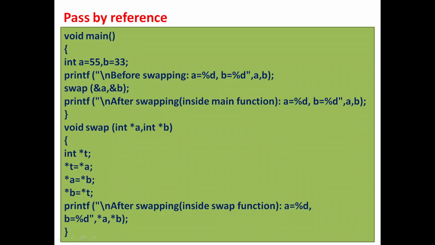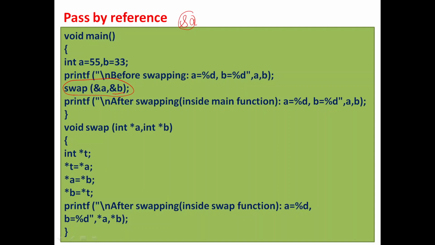In the same program, you can note that we are not passing the values, we are passing the address. We know the ampersand symbol is the referencing operator. Whenever the ampersand symbol precedes a variable, that variable's address will be returned. So &A gives the address of the variable A and &B gives the address of the variable B.